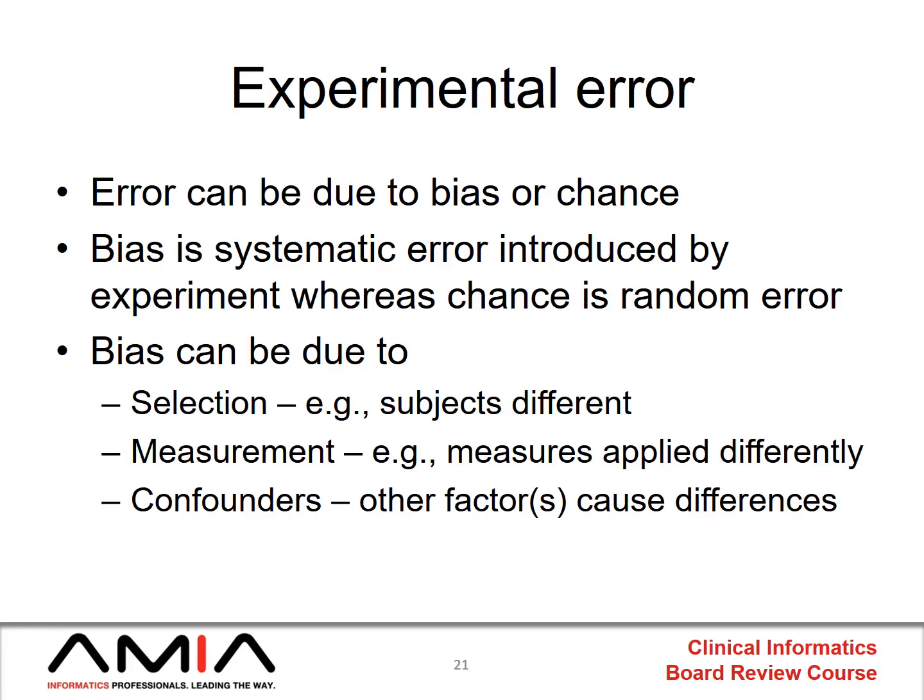There may be selection bias in that the subjects allocated to the experimental and control group are somehow different. There may be measurement bias in that the measures that we obtain on the control and experimental group may be different, may be applied differently. And then there are confounders. There may be other factors that cause differences besides just those explanatory variables that we have measured.